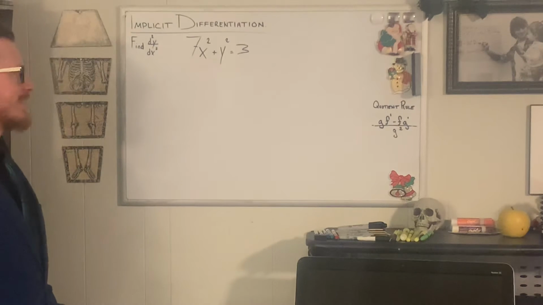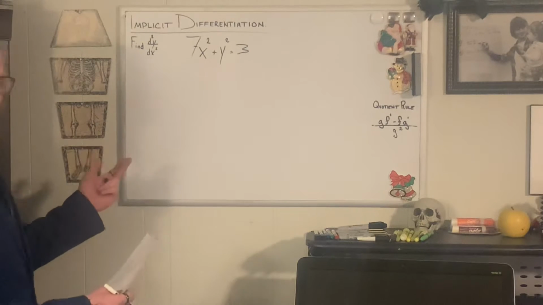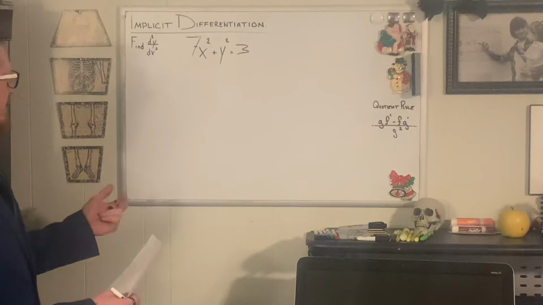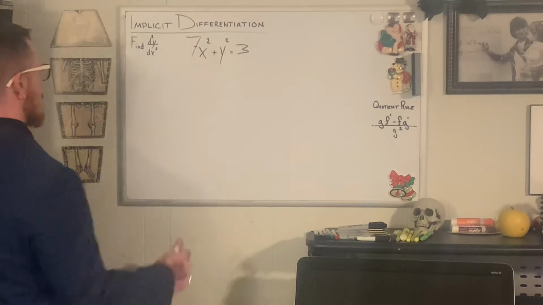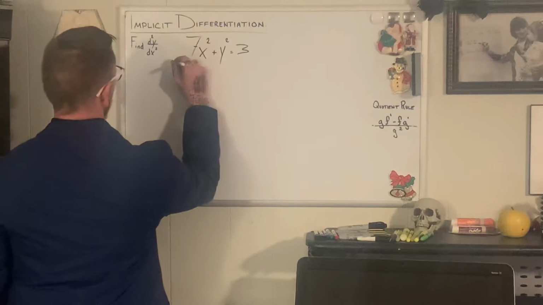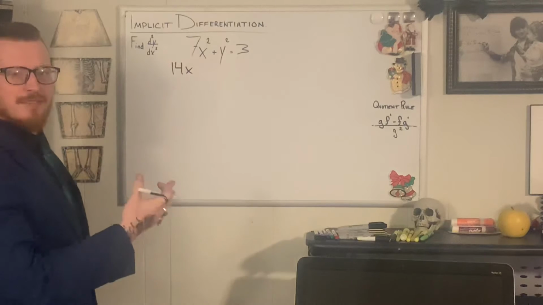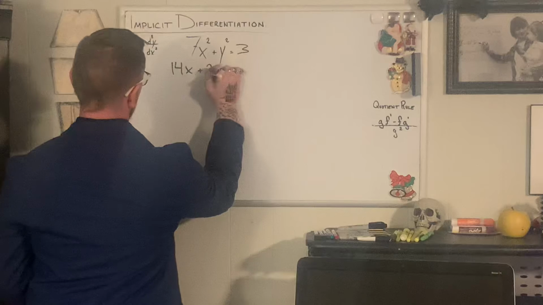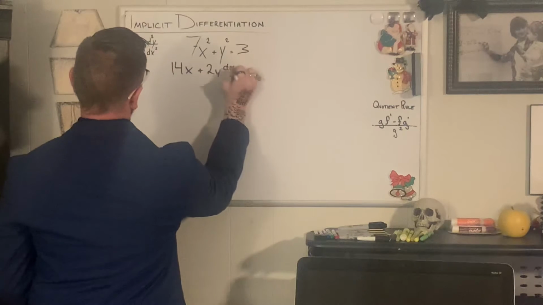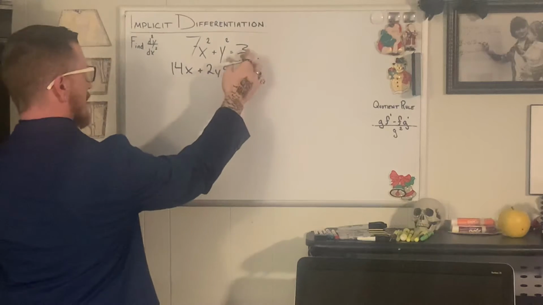variable x and a dependent variable y. So the first step in a problem like this is finding dy/dx, and to do so we start by differentiating like we normally would. So this becomes 14x, and now for the second term we have to remember to tack on a dy/dx. So this becomes plus 2y dy/dx equals, well, the derivative of a constant is just 0.